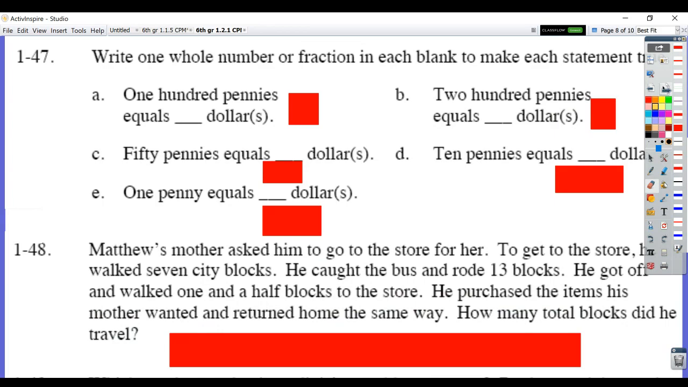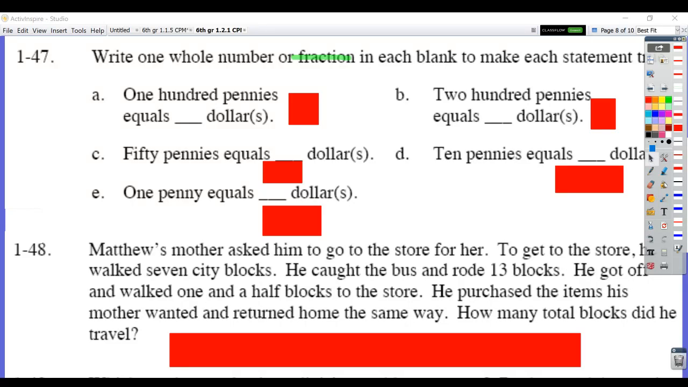For 147, they want you to write a whole number or fraction in the blank to make the statement true. So 100 pennies equals how many dollars? 200 pennies equals how many dollars? Where it usually confuses people is C, D, and E, because again, it can be a fractional answer. So 50 pennies is what part of a dollar? 10 pennies is what part of a dollar? 1 penny is what part of a dollar? So C, D, and E will be fractions.